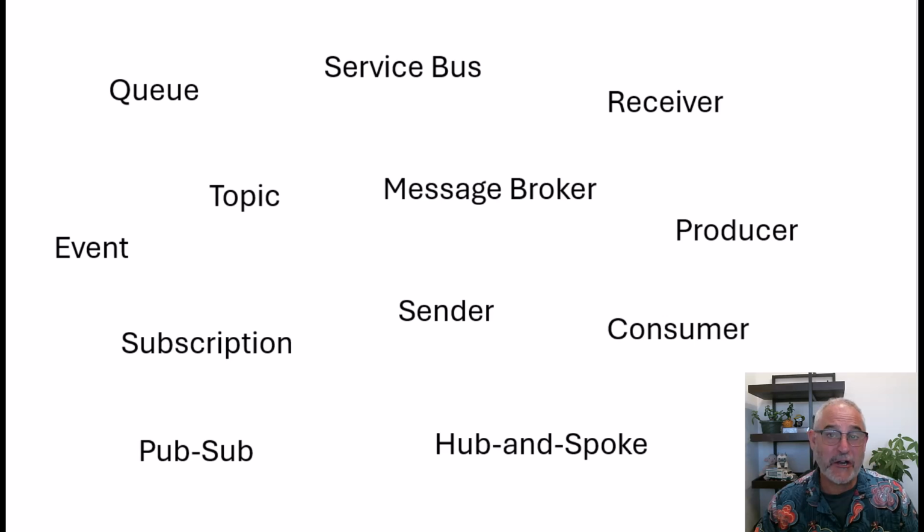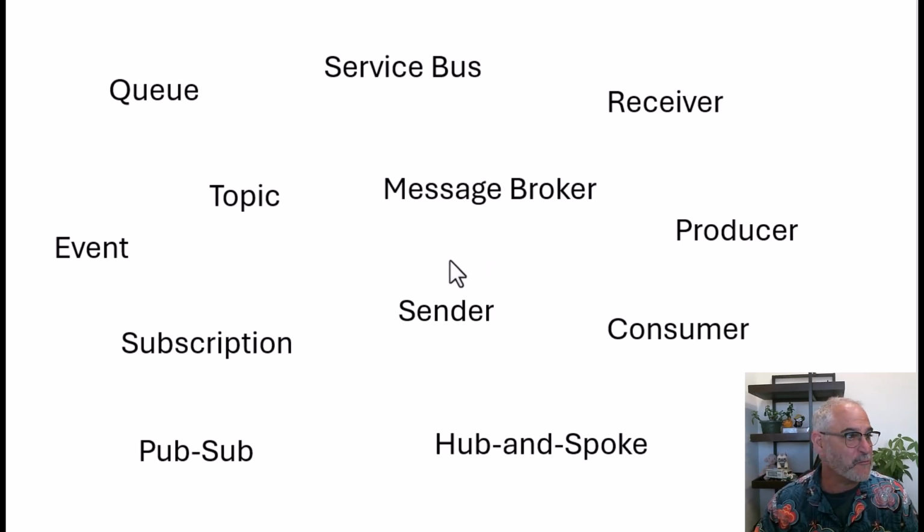Now, before we get started writing any code, I wanted to stop and talk a little bit about terminology and definitions. Because when we talk about Azure Service Bus and similar technologies like Kafka or RabbitMQ, there are a lot of different terms that get thrown around, and frankly, it can be really confusing.